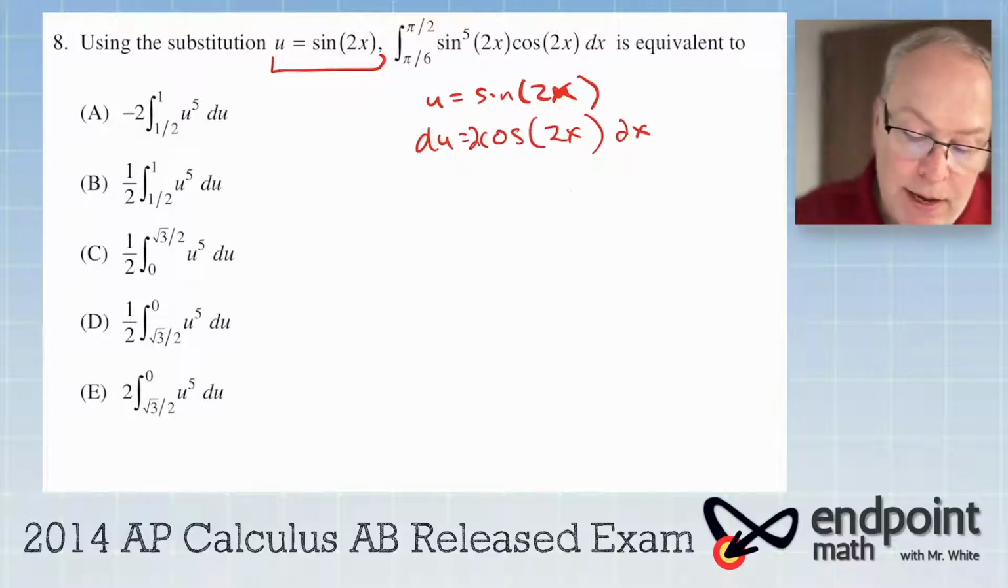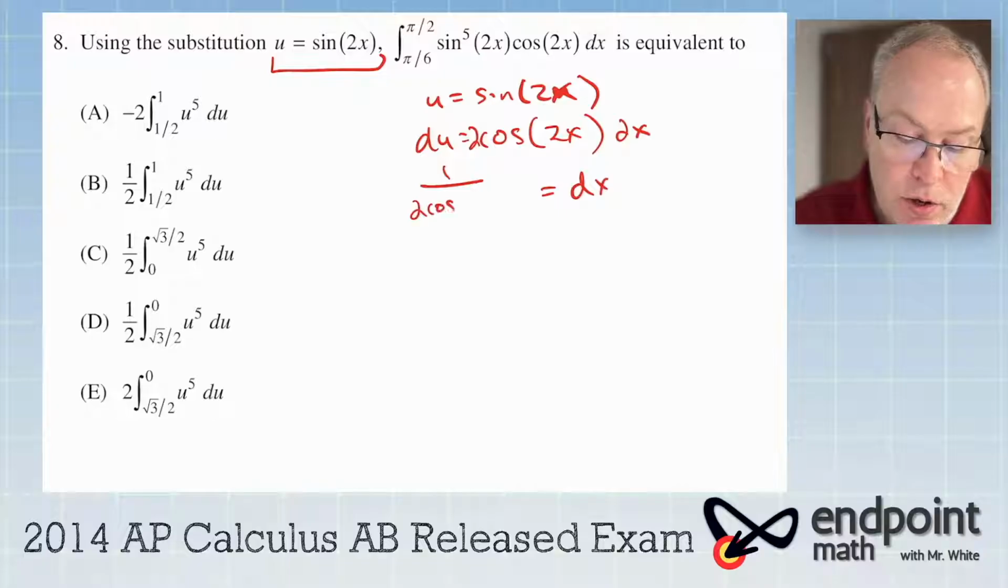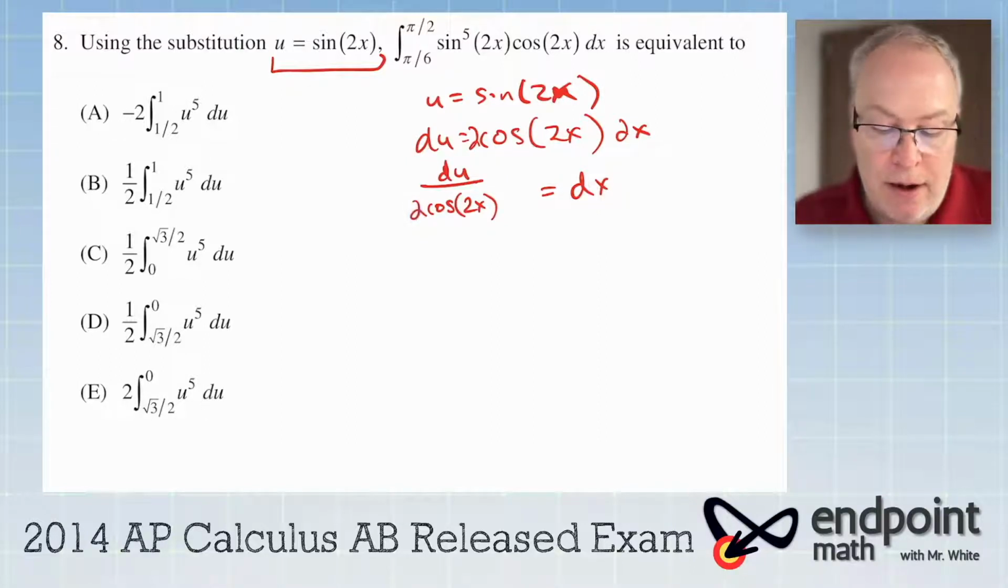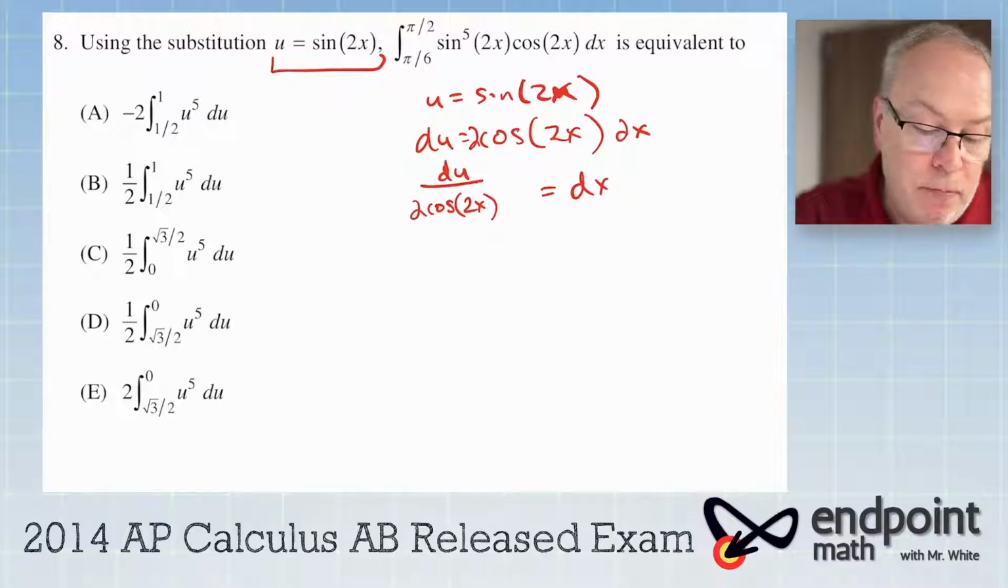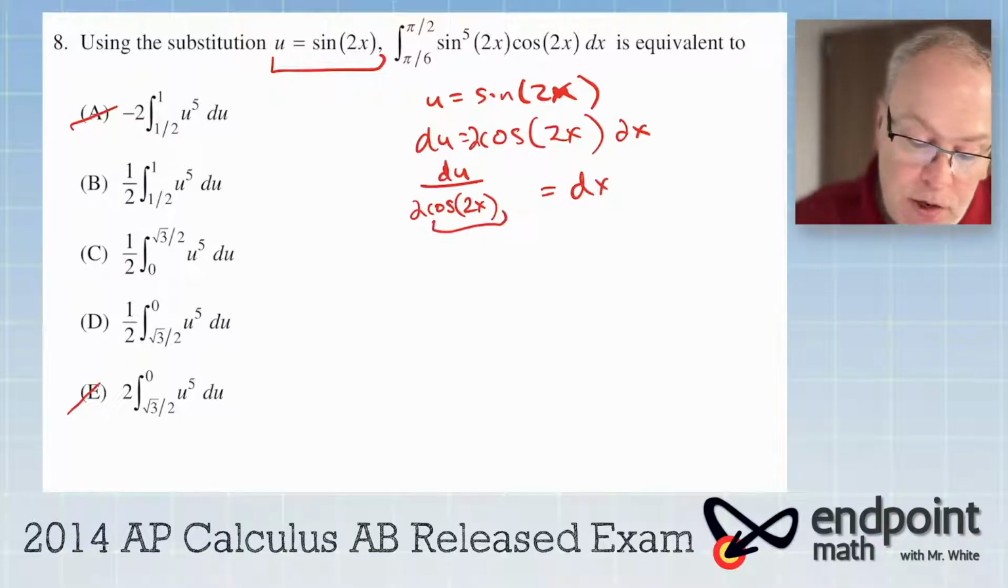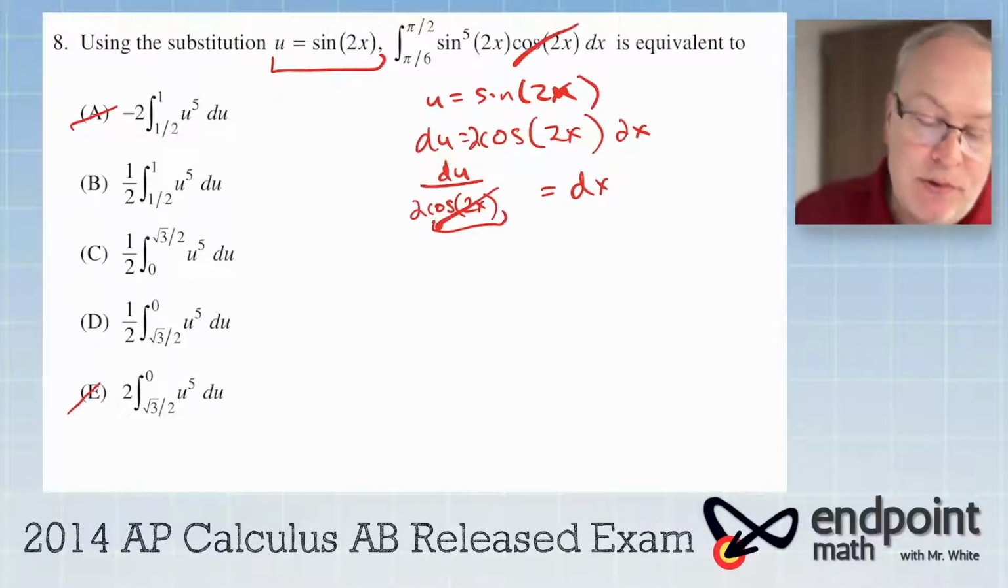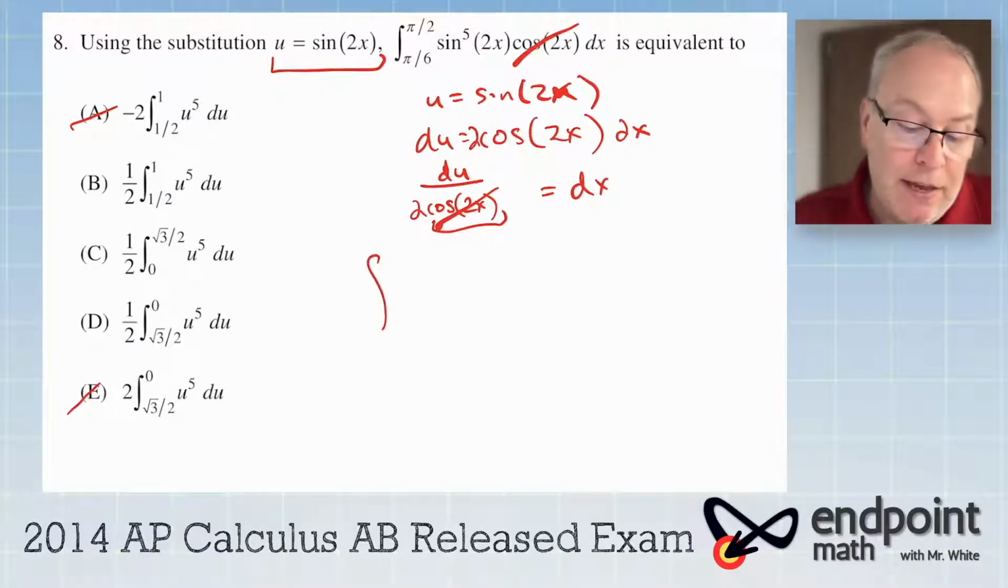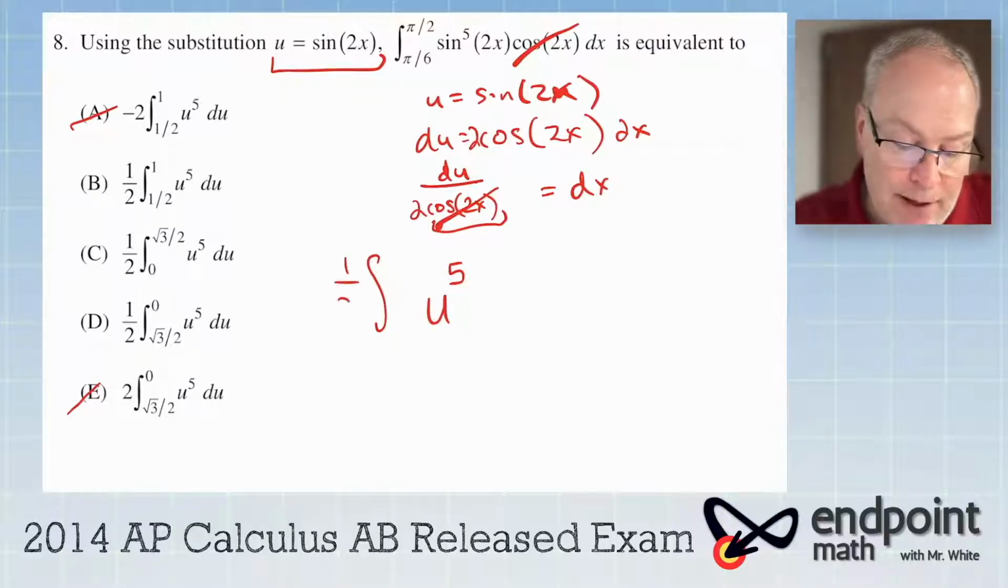So if we plug it in, dx is going to be 1 over 2 cosine of 2x with a du on the top. So we're going to end up with a 2 on the bottom and a cosine on the bottom. That's why we can rule out these options right here, because I know it's got to be an answer with a 1/2 out front. This cosine, when we plug it in, is going to cancel this one up here. So I've got the integral of u to the 5th with a 1/2 out front.